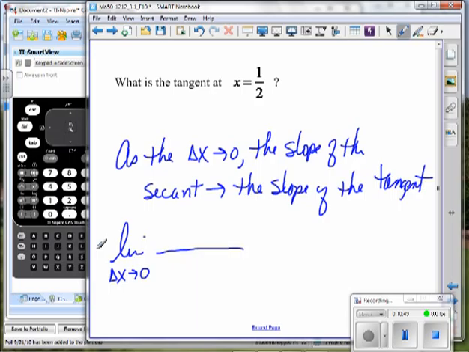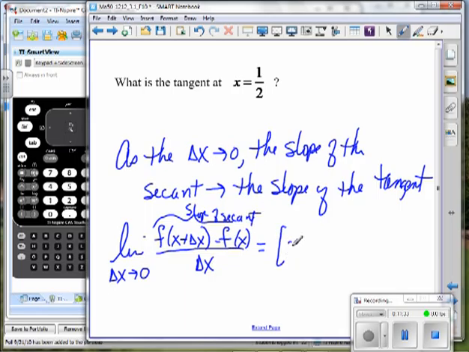And how do we determine the slope of the secant? Difference of the outputs, how do you write that? Divided by delta x. This is our limit statement. So this is the slope of our secant, and it's going to be approaching what? The slope of the tangent.